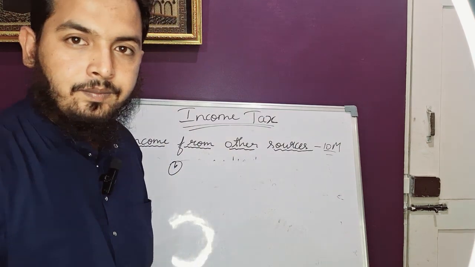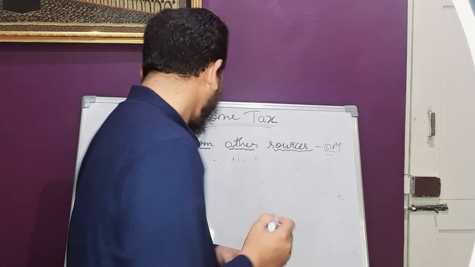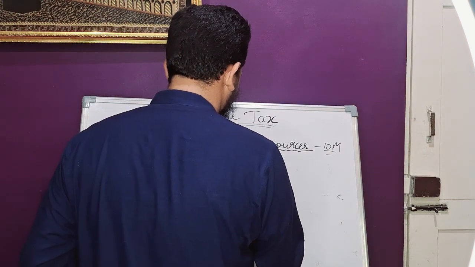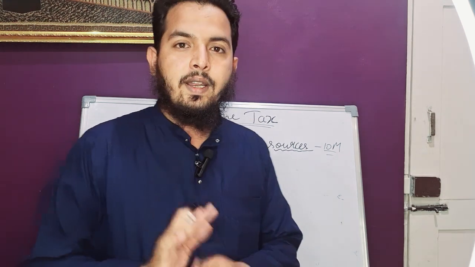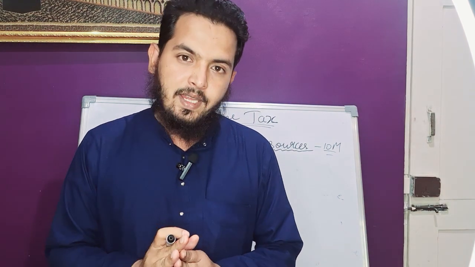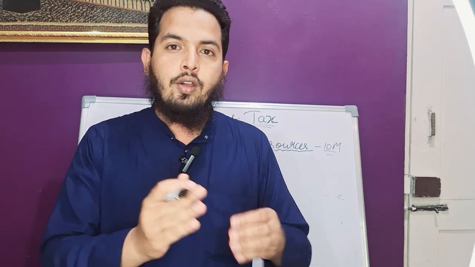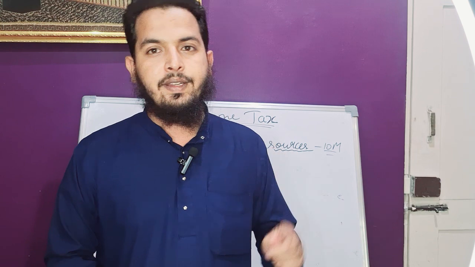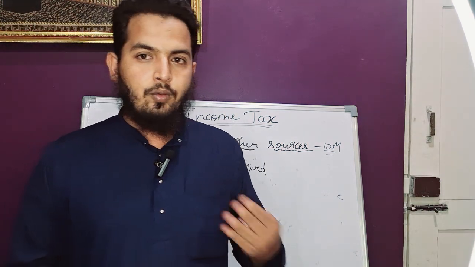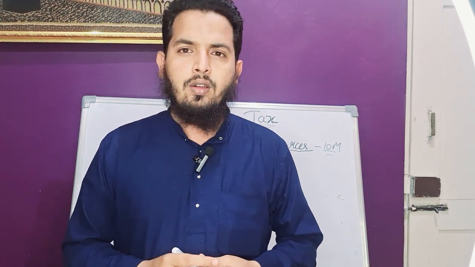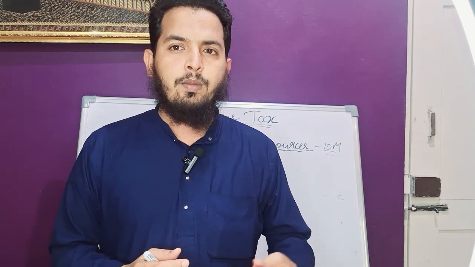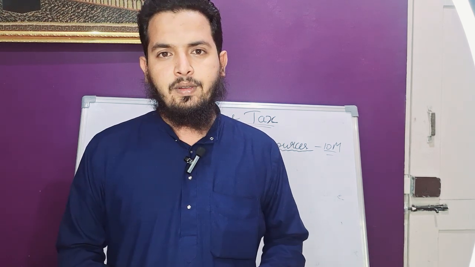Point number 6, ground rent received. Ground rent received or rent received from any land or open plot is taxable under the head income from other source. Suppose in the exam there is a point ground rent received, or rent received from the open land or open plot, then it is fully taxable.